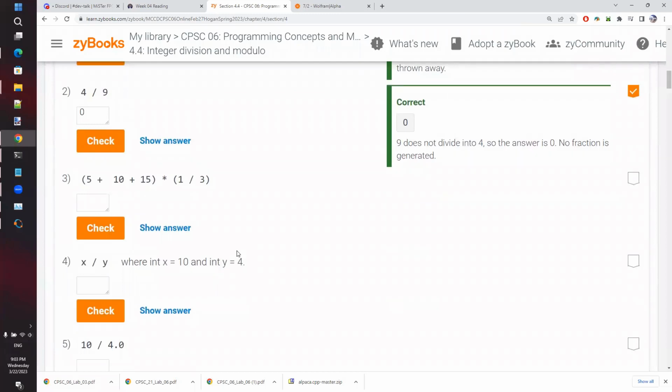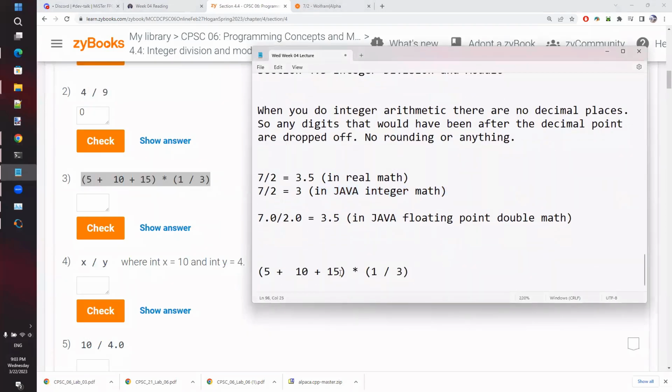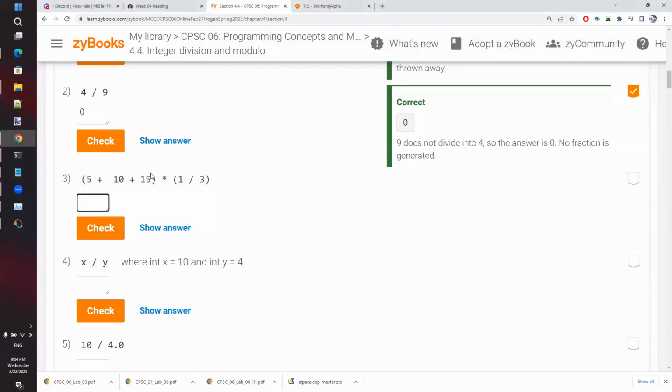Okay? Now, when you do something like this, you just work it out. You work out the parentheses first. So like take all this right here. We can just add that up. 5 plus 10 plus 15. 5 plus 10 is 15. 15 plus 15 is 30. So this is 30. But then you have 1 over 3. 1 over 3 is 0.3333. But we know everything after the decimal place is gone. So it's just 0. So we have 30 times 0, which is, guess what? 0. So this doesn't look like it should be 0, but it's 0.